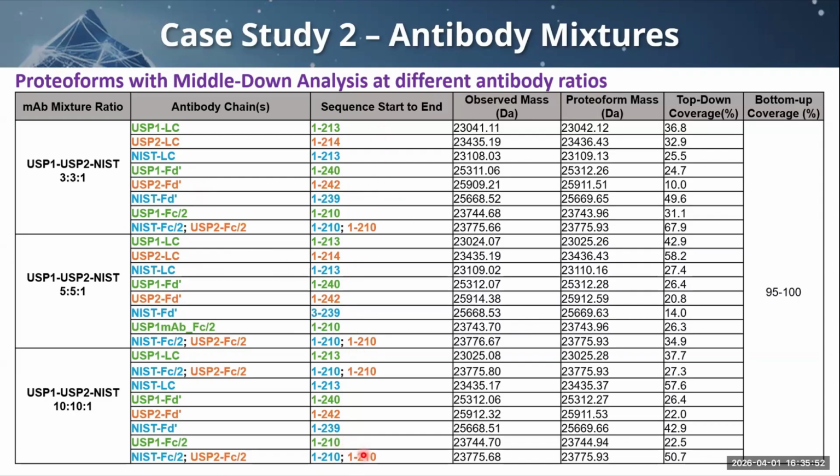That's the sequence. It covers the entire sequence. We've got our observed mass and the expected mass all within 40 parts per million. We're able to characterize this at the top-down level, getting coverage ranging from 14% to 67.9%. And so for these experiments, we're able to detect all our subunits regardless of ratio with bottom-up coverage of 95 to 100%. So the lowest we're able to go for these experiments was here, where the lowest component was about 5% of the other components.